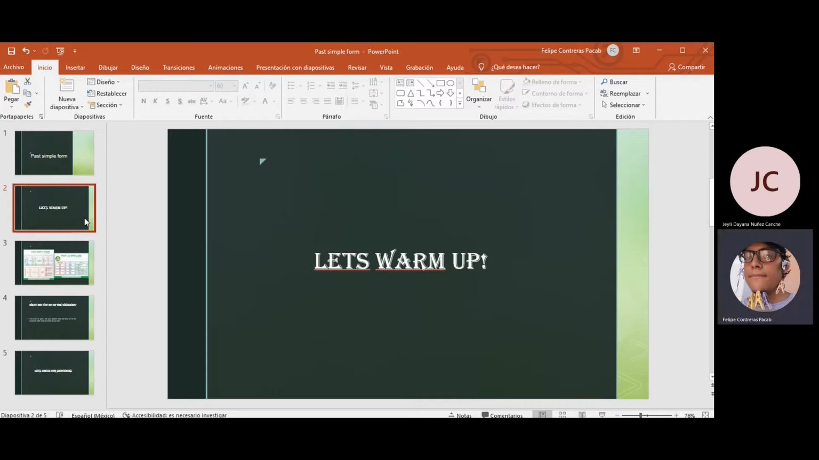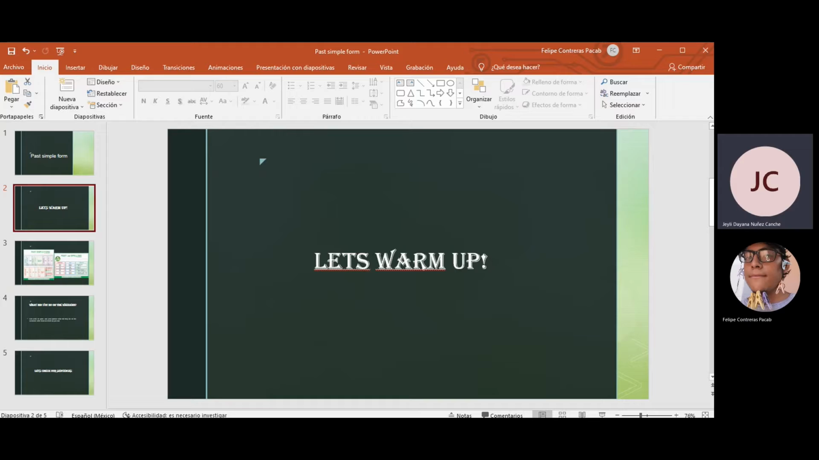Do you know any verbs in past form? Could you please tell me some? Could you please tell me what verbs you know? Stopped, talked, danced, washed, wanted. All right. Those are some very good examples.